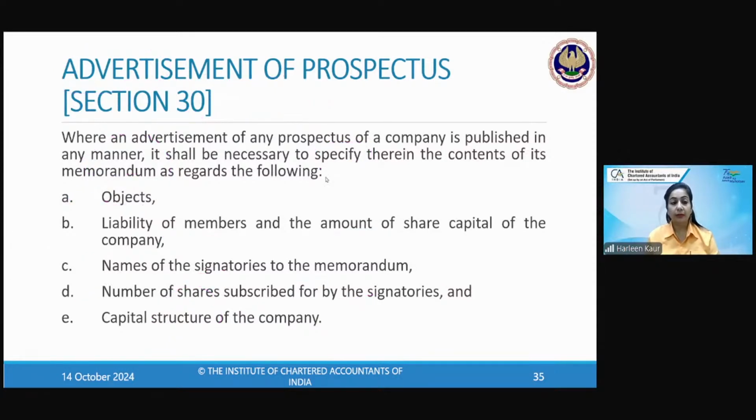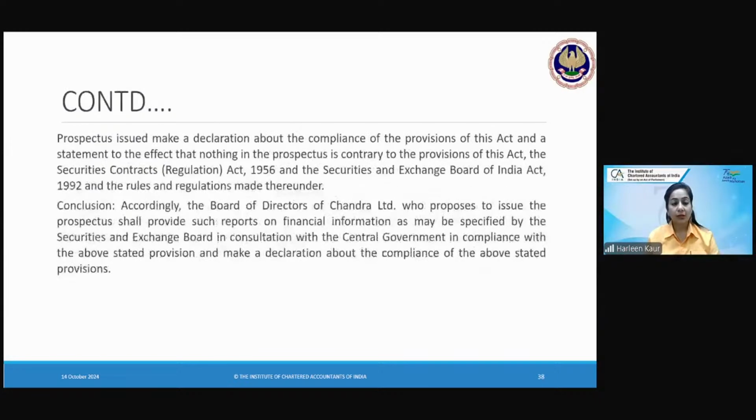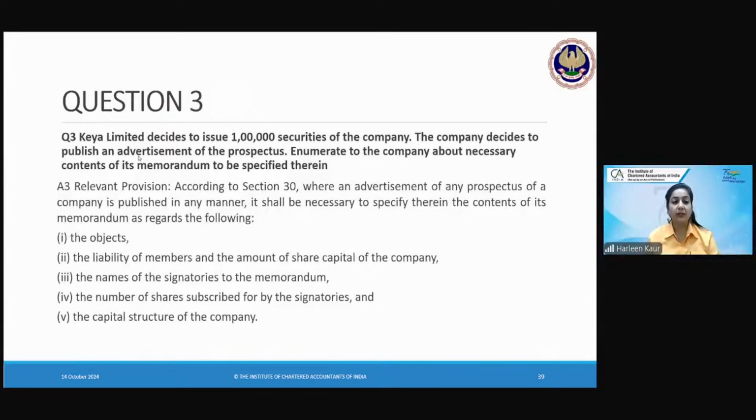All right. So there are certain questions which I want to take up with you, but we'll come back to the questions. Yes. See, Kia Limited decides to issue 1 lakh securities of the company, and the company has decided to publish an advertisement. Enumerate to the company the necessary contents.